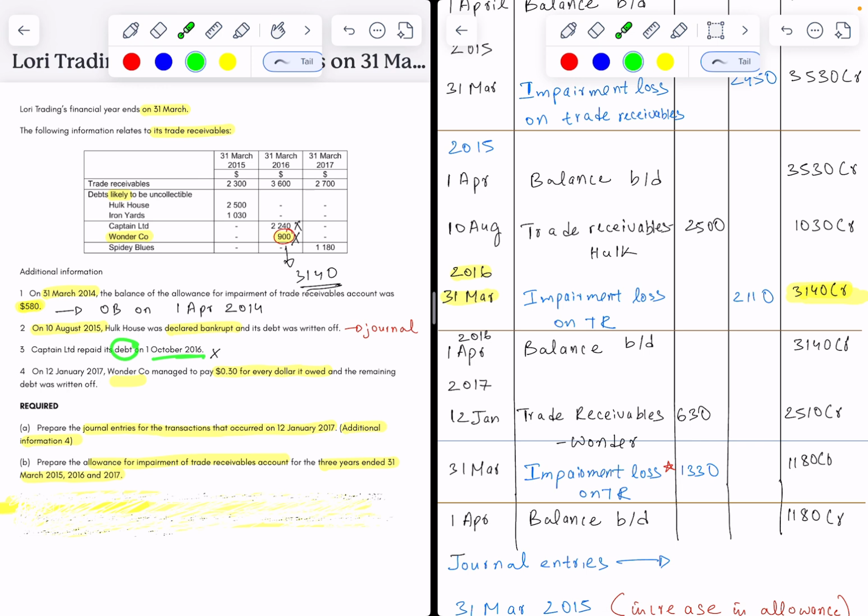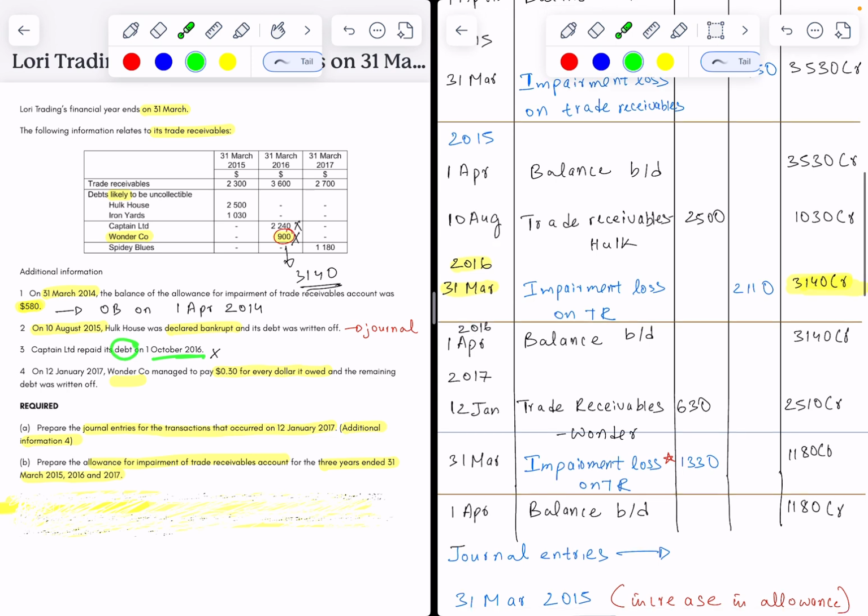Why? Because if Captain Limited is paying all the debt, what should be the journal entry? We debit the cash at bank account and then we credit the trade receivables account, right? Because when we receive the money from Captain, our bank balance goes up, which means assets go up, so therefore we debit the cash at bank account. But at the same time, he is no longer a credit customer as well. And we will also reduce the current assets, therefore we will credit his account, which is the trade receivables account, right? So there's no allowance involved here. So we can ignore this transaction from 1 October 2016.